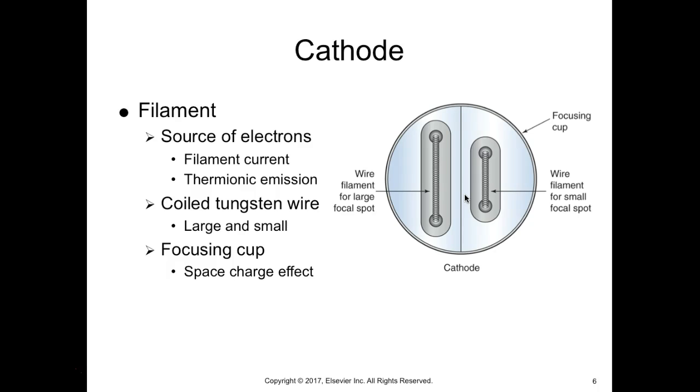So the cathode, looking at it up close, is the source of electrons. It has a filament current which produces your thermionic emission, and it gives us an electron cloud. So when you're on the operating console and you see small and large focal spot, this is what we're talking about here. We have the tungsten wire, and we use tungsten because of its high melting point. So we have this small focal spot, we have the large focal spot, and the focusing cup all the way around. And we use the focusing cup to keep the electrons within one contained area. And it's for the space charge effect.